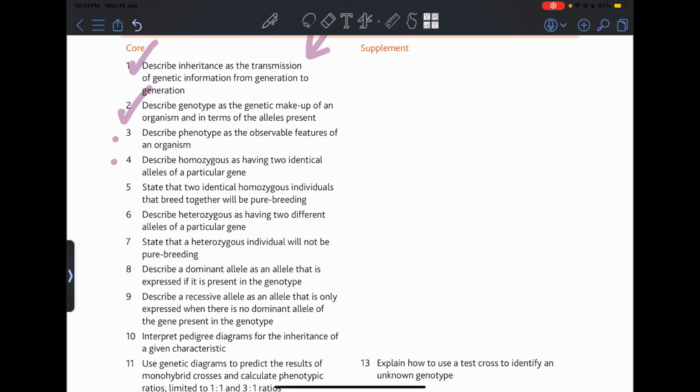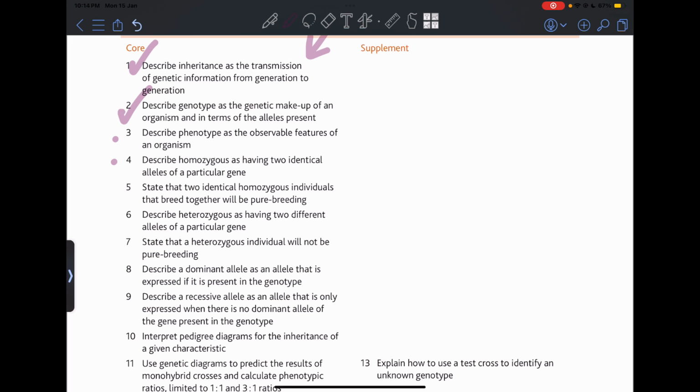Describe phenotype as the observable features of an organism. So phenotype is basically how the organism looks, and genotype is the genetics of the organism from inside. You don't see it, of course.